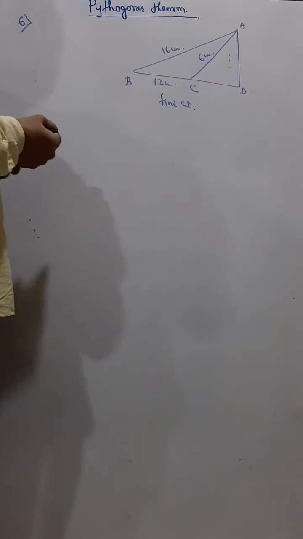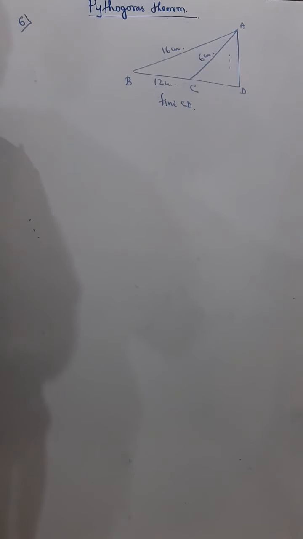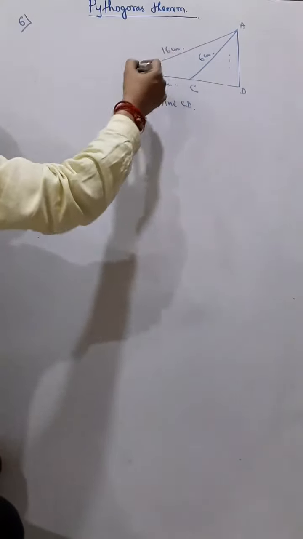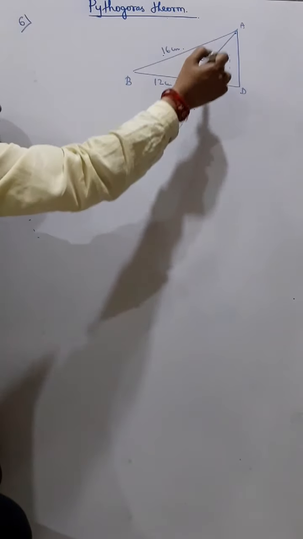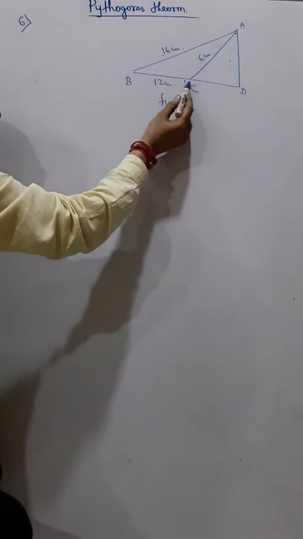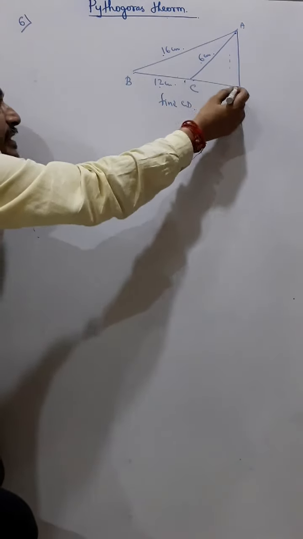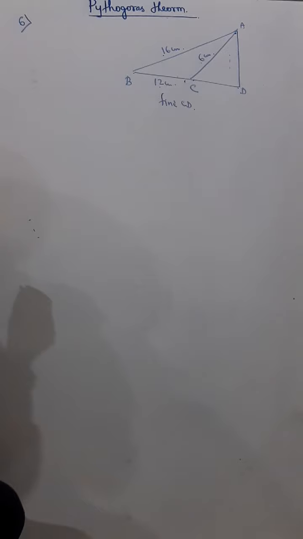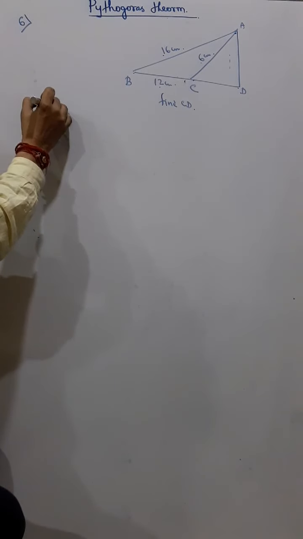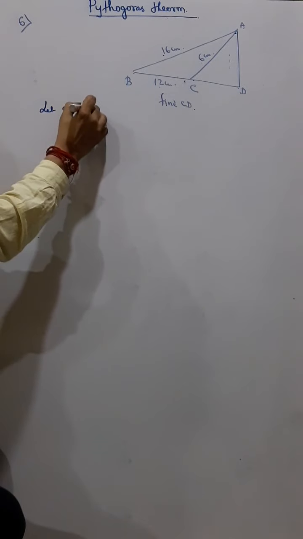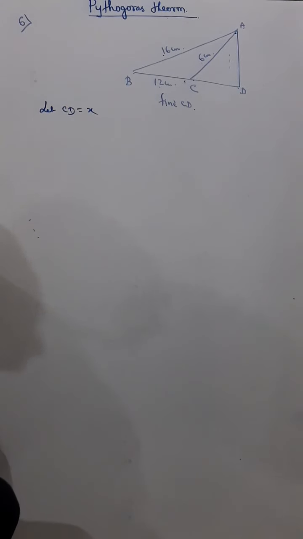Okay, now see this sum. You can see in this triangle they told AB as 16 centimeter, AC as 6, BC as 12, and they told us to find CD. Now we can start like this: let CD equal x.